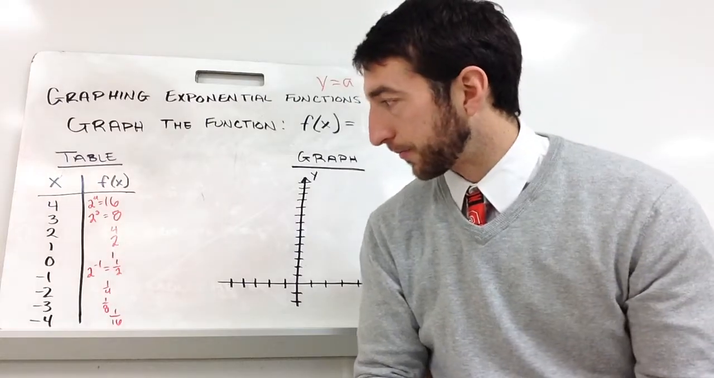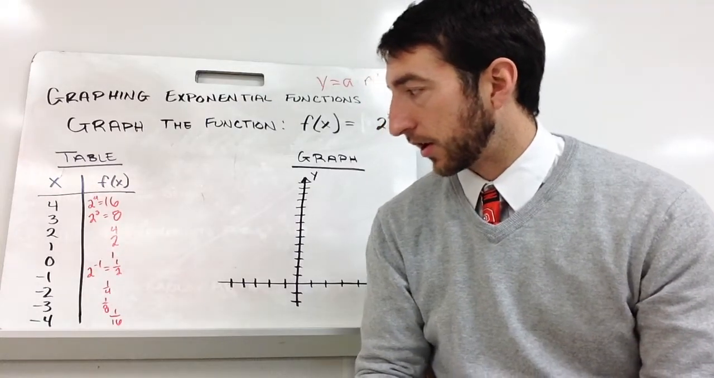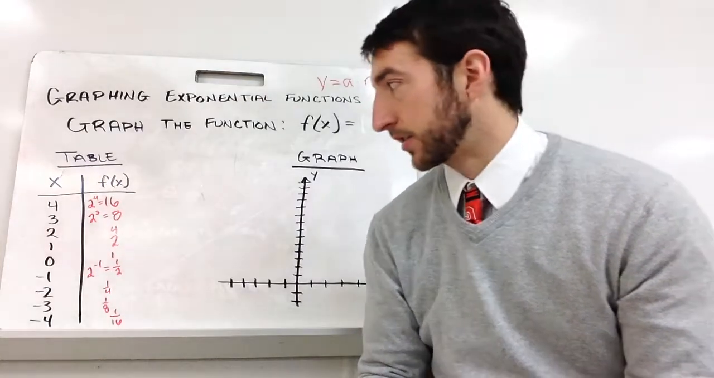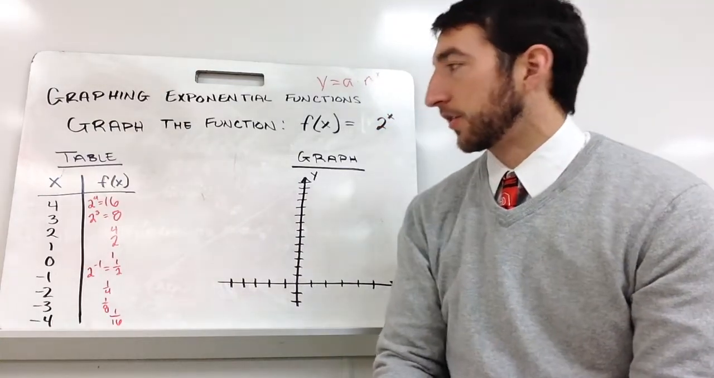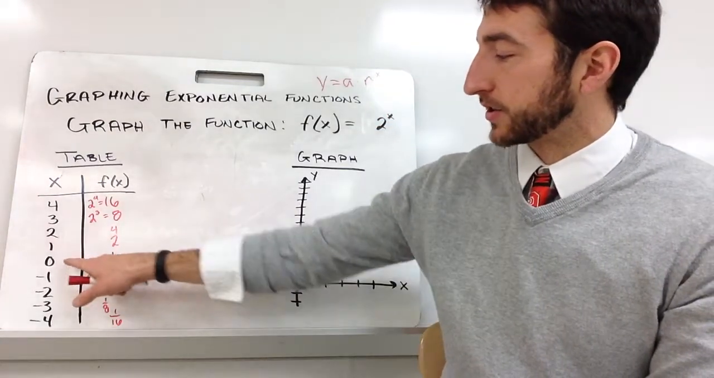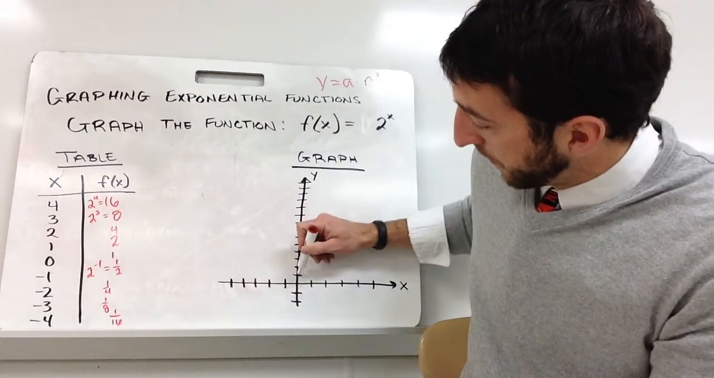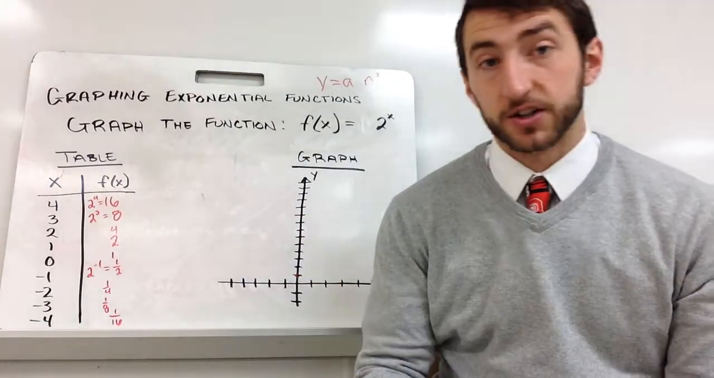It makes it a fraction, makes it the reciprocal of that number. So let's graph these. I'm going to start at 0. I know that at 0 it's 1. So that is my y-intercept.